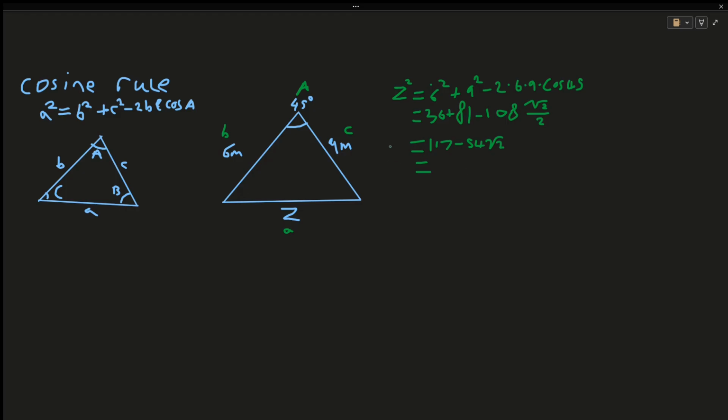Because this is a square root, I'm actually not going to simplify just yet. So what I'll do is I'll square root the answer. Square root of 117 minus 54 root 2. So instead of just writing the answer, I'm going to square root it. That gives, let's say 3 significant figures, 6.37. So Z is equal to 6.37 meters.